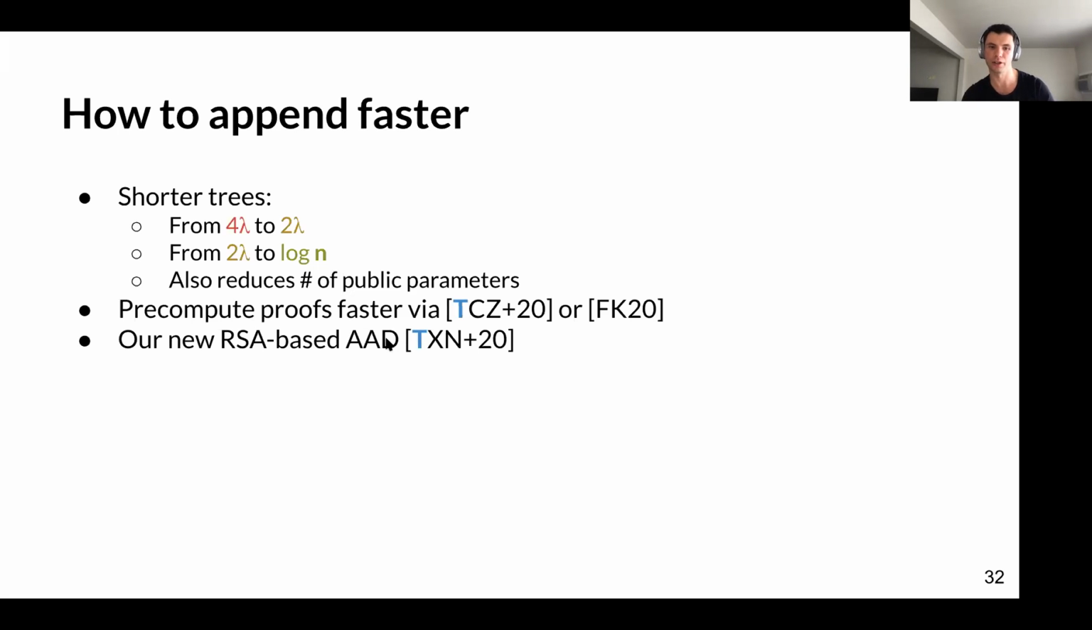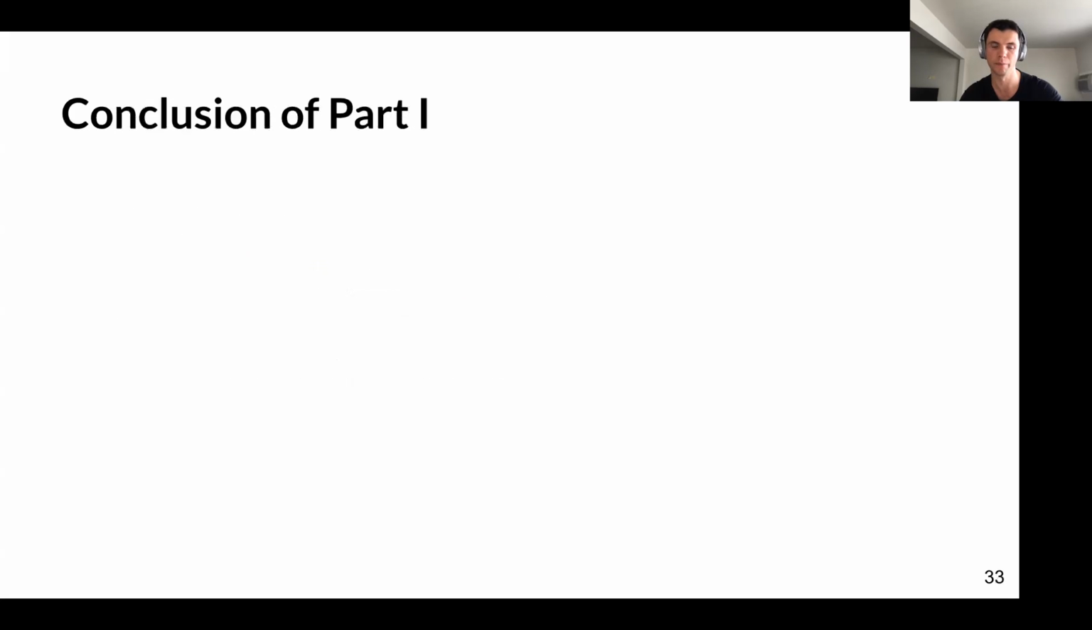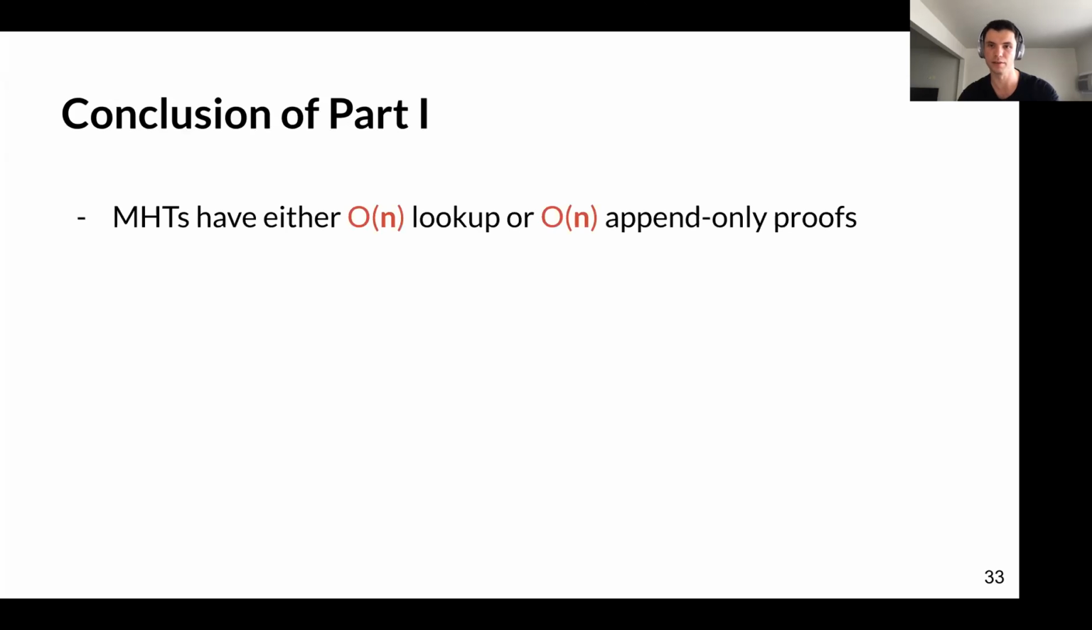Finally, we have a new construction from RSA assumptions, not from RSA accumulator, that gives us an AAD in our newest paper, and I'll touch upon it later as well. Perhaps this construction can be de-amortized and made faster. It does seem to have other advantages compared to our RSA accumulator construction, and it also reduces the number of public parameters. So overall, I'm confident that it's within the realm of possibility to get a 50x improvement in append speed for our construction.